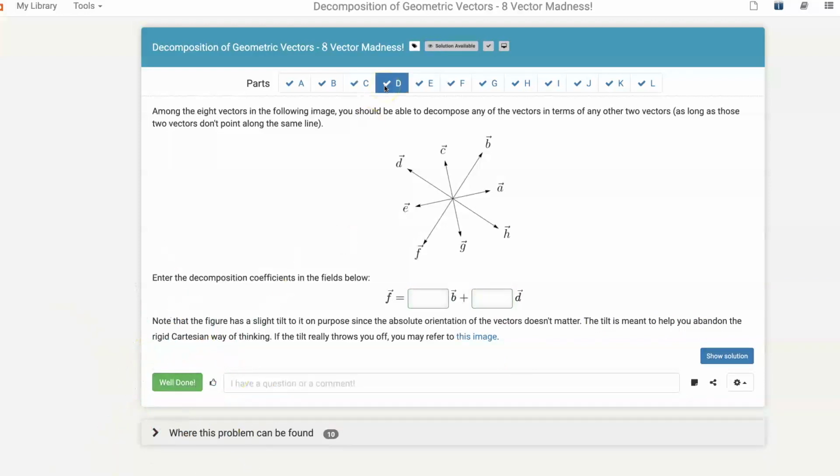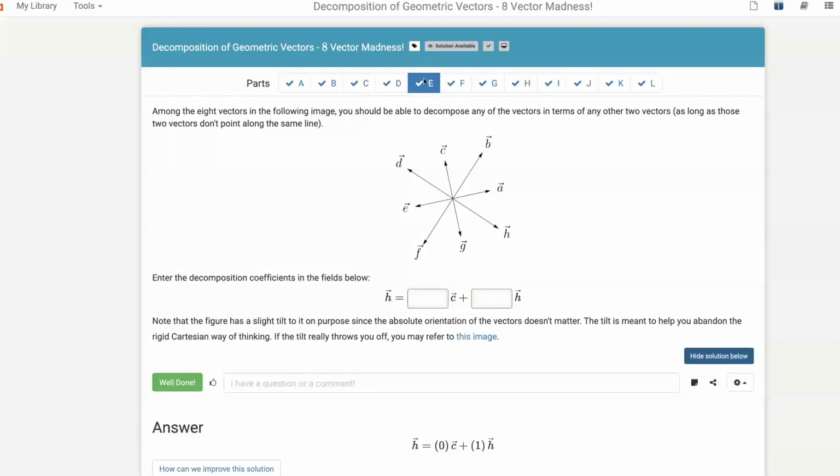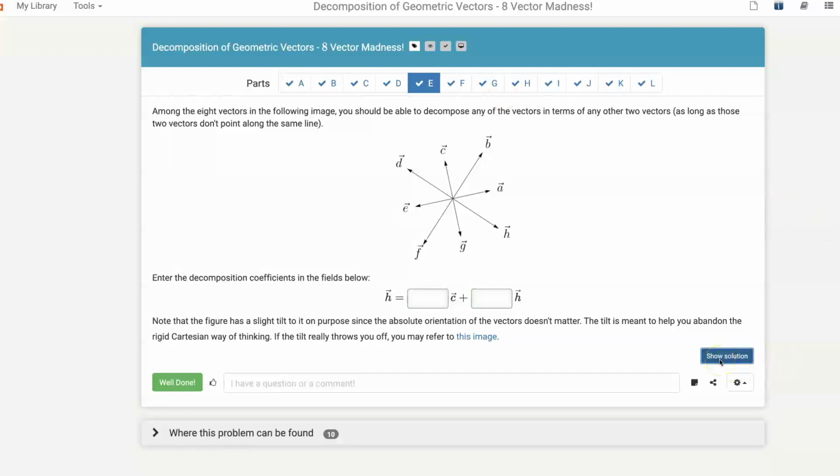Okay, D. Great. What do we have in D? F as a linear combination of B and D. Well, that's the same thing as C. F does not need both B and D in order to be decomposed. B alone is enough. And we need -1 of B plus 0 of D. Or, to say it in normal English, F is negative B, or minus B. I hope by now you're beginning to see that these are pretty simple. So let's talk about E. Hide the solution. I promise I did not look.